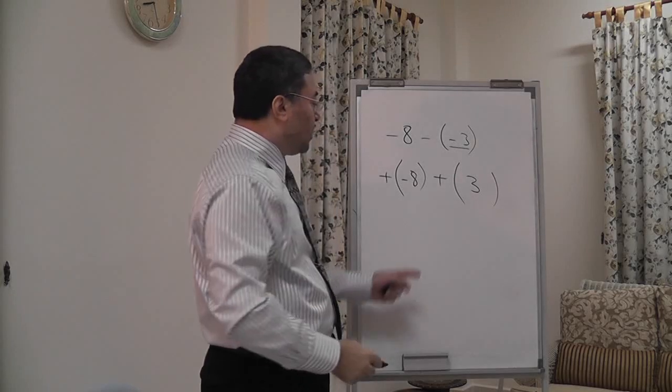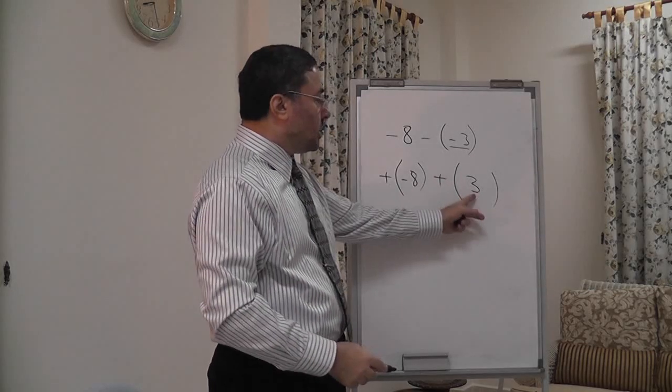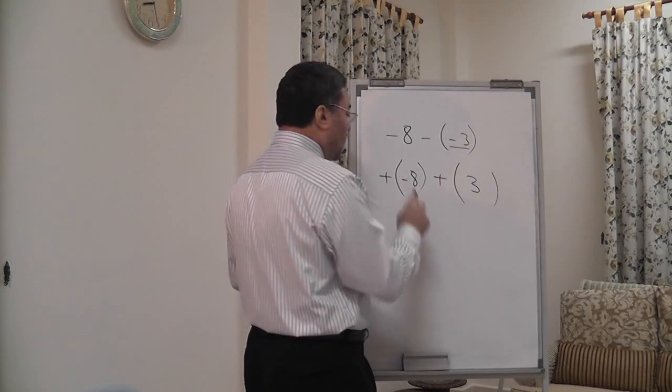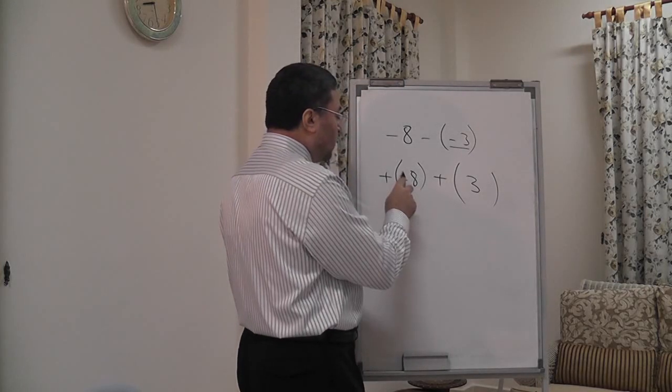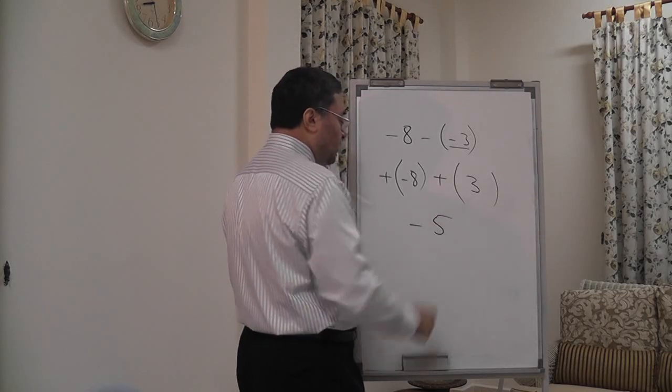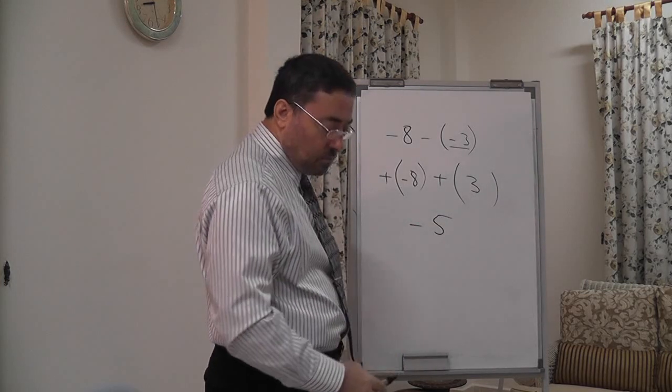So again, I have here two numbers, one is a negative and one is a positive, and I'm adding them. Then I get their difference, and the sign of the difference will be the sign of the larger, and in this case it is 8, and the difference is 5, so the answer will be minus 5.